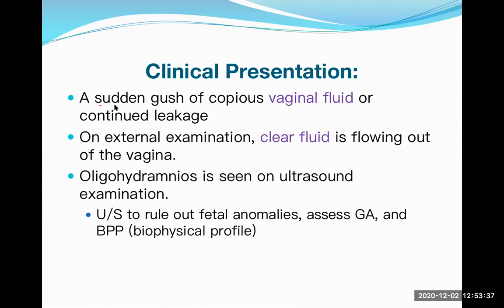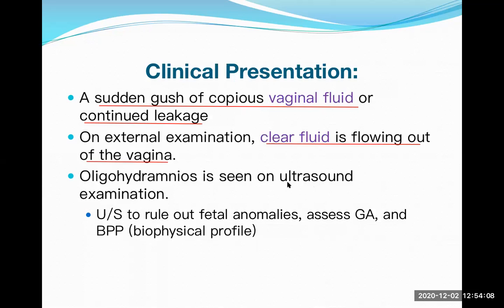Okay, now see here, sudden gush of copious vaginal fluid or continued leakage. This vaginal fluid is amniotic fluid actually. On external examination, the clear fluid is flowing out of the vagina. Sometimes this clear fluid is mixed with a little bit of blood, but not throughout. A bit of blood may come in the beginning. That's it. After that, a clear fluid will come.